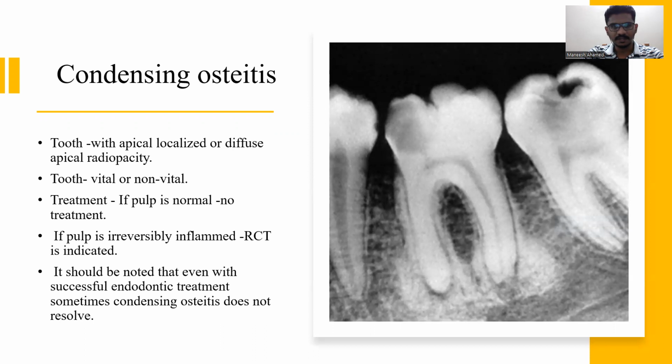Finally, the last diagnosis is condensing osteitis. It is the reverse of periapical radiolucency, that is, periapical radiopacity is found. So it is just the opposite of a chronic periapical abscess. The tooth shows localized or diffuse apical radiopacity. The tooth can be vital or non-vital. Treatment: if the pulp is normal, no treatment is needed. If the pulp is irreversibly inflamed, RCT is indicated. It should be noted that even with successful endodontic treatment, sometimes condensing osteitis is not resolved. So it is not fully understood.